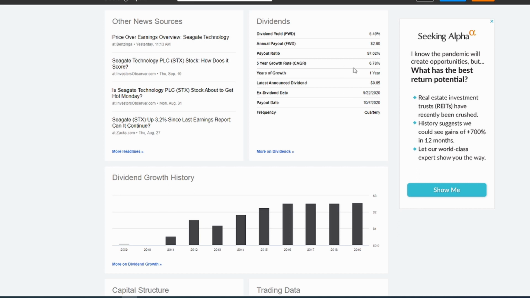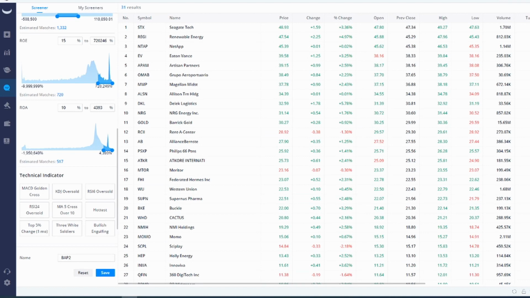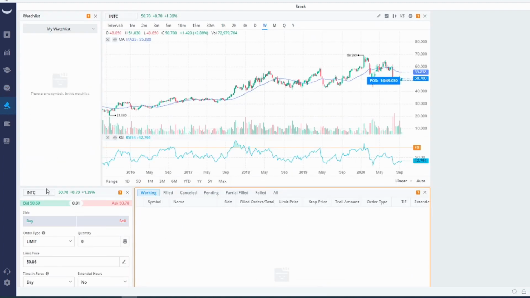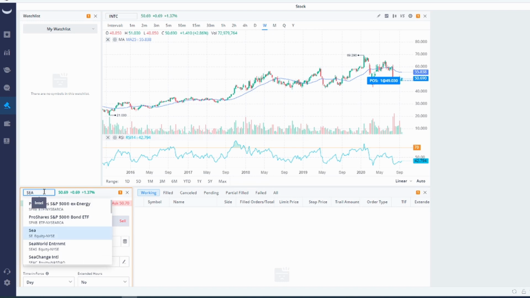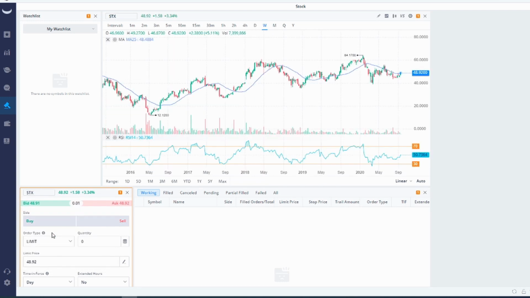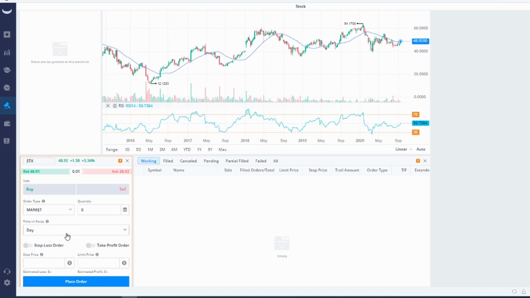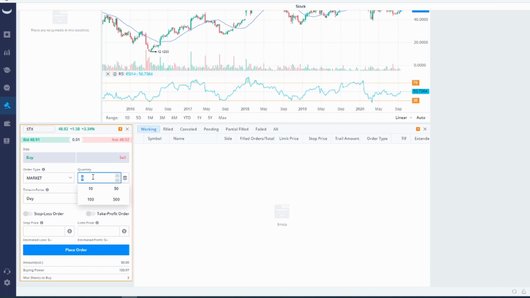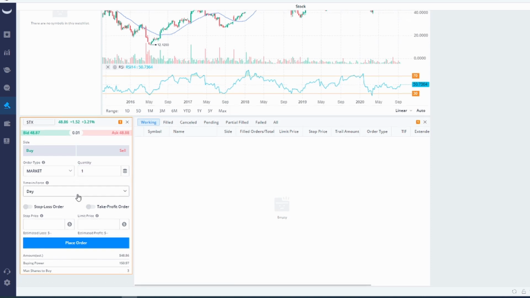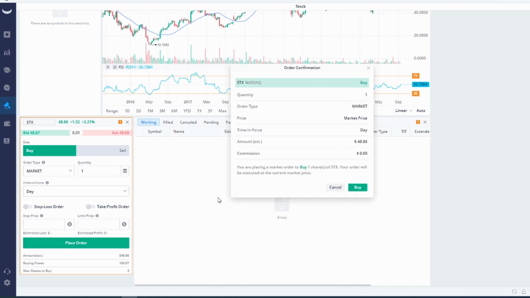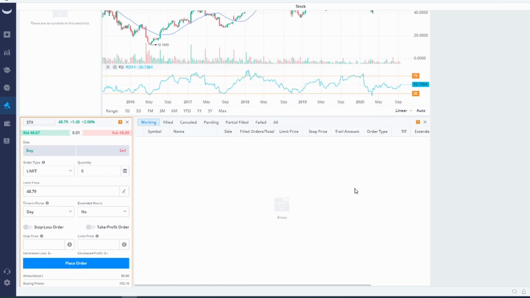So let's make a purchase of Seagate Technologies. Let's come back over here to the screener. We can come to trade. Let's put in Seagate Technologies. We'll make this a market order. We want one share. Let's place that order. Oh, buy. Let's place that order. Yep, let's buy. And it should have been submitted successfully.